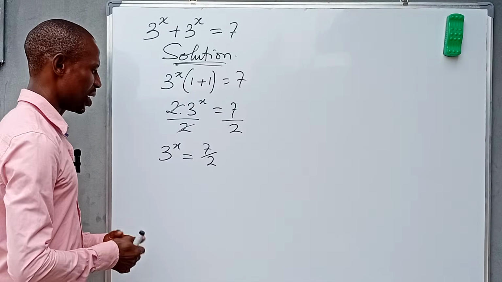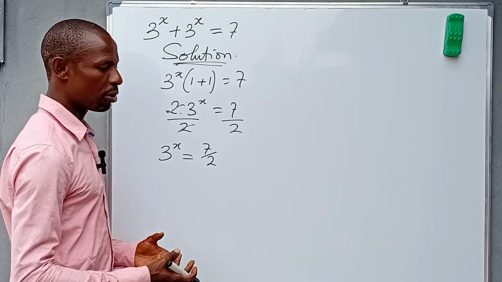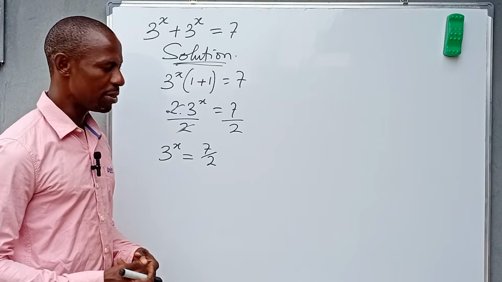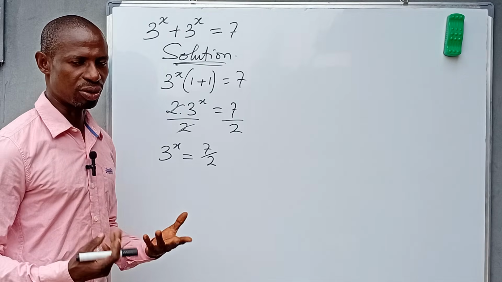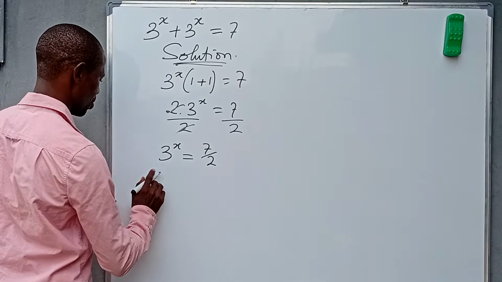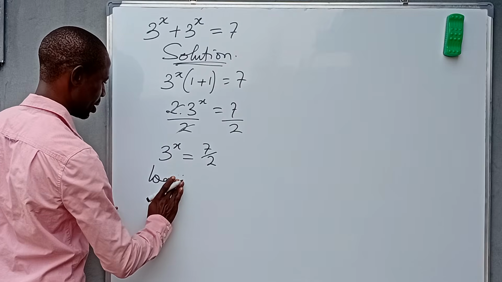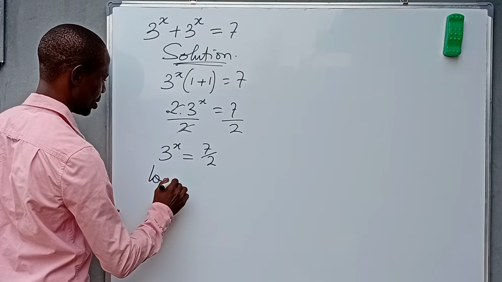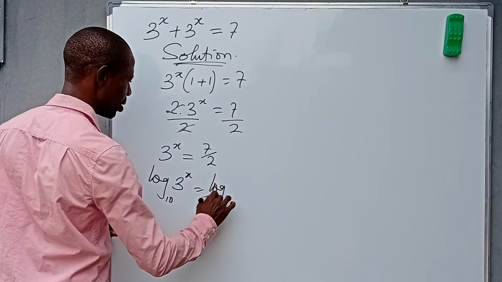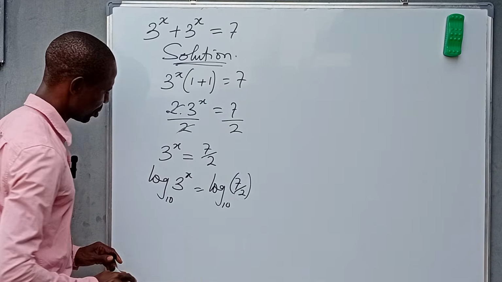And so what we do here is easy. We just have to either ln both sides of the equation or we log both sides of the equation. Okay, so taking ln to base e, or I will want to use the log base 10 here. So this is going to give us the log of 3 to the power of x base 10 is equal to the log of 7 all over 2, in bracket base 10 also.